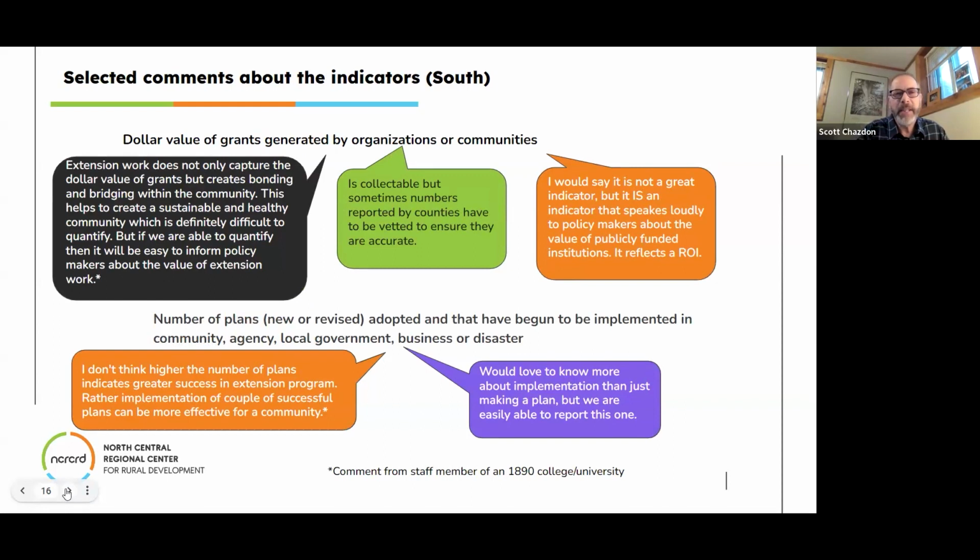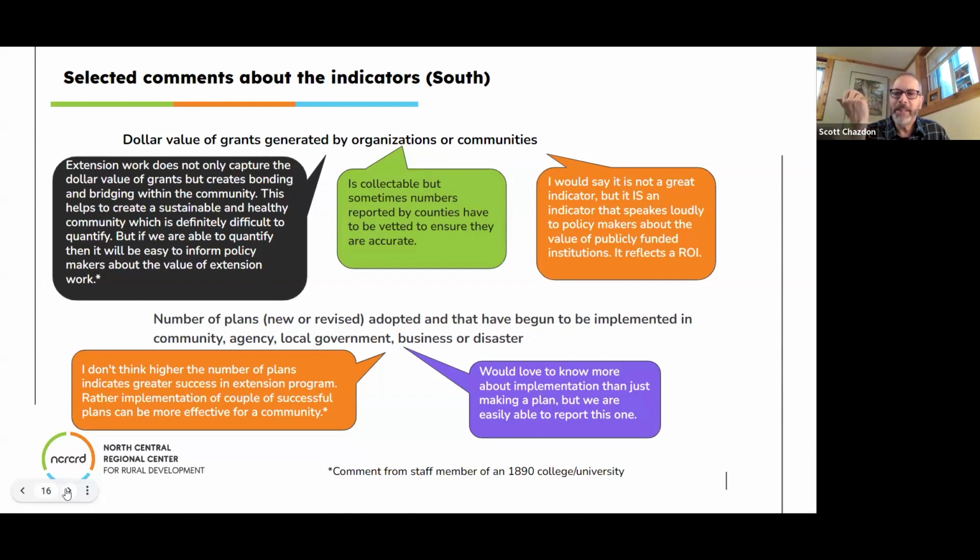This indicator is about the dollar value of grants generated. There's a comment here, and this came from someone who works for an 1890 university, that if we're able to quantify this, it's a good way to communicate the value of Extension work. But it's not just about the dollar value of grants, but also, as they say here, the bonding and bridging within the community that we help create. Another comment was that this is collectible, but sometimes we're not sure if the numbers are valid, and they have to be vetted.